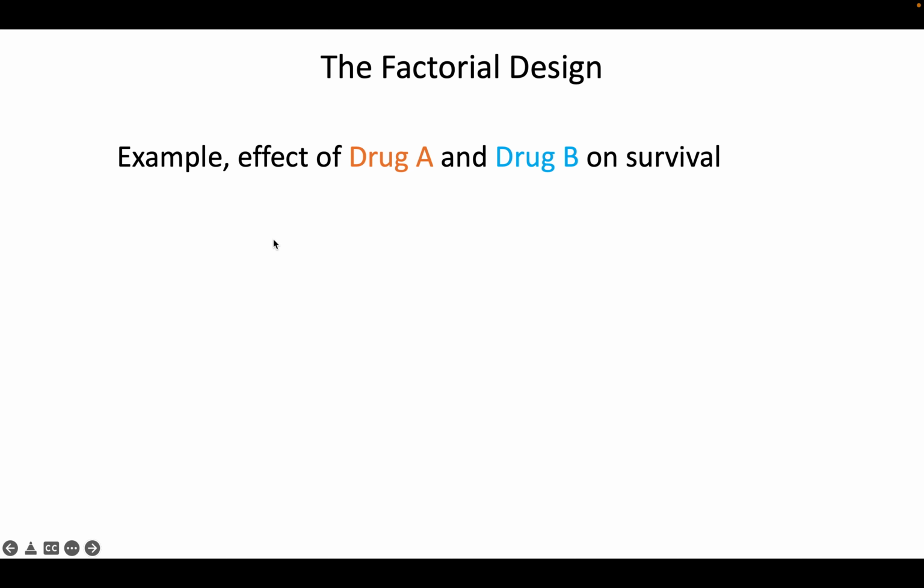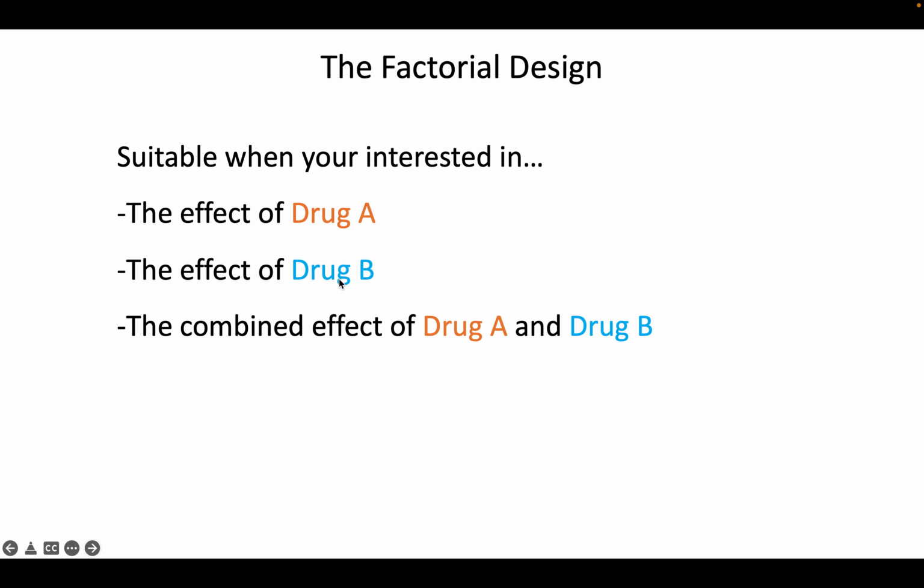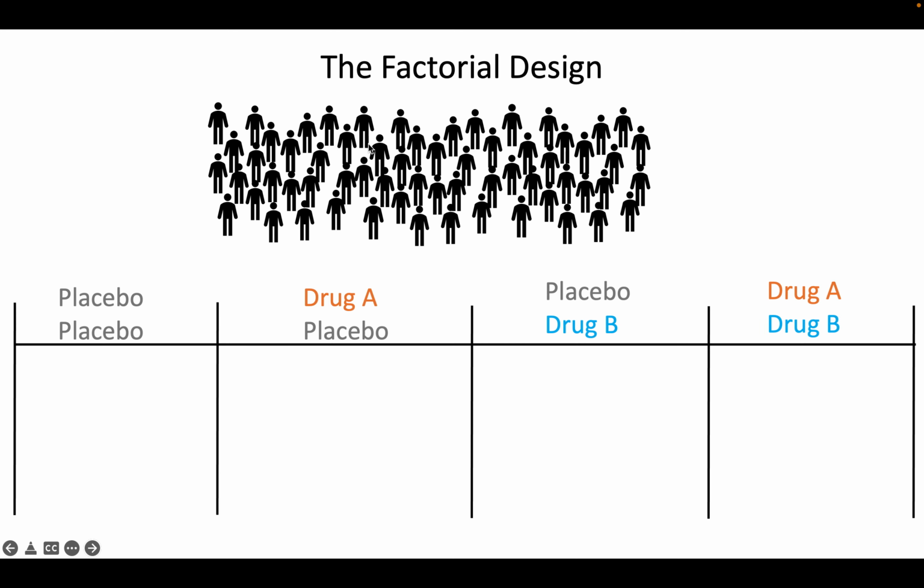But there might be another scenario where instead of comparing a drug to a placebo, you're interested in the effect of two drugs. The factorial design especially shines when not only are you interested in the separate effect of drug A and drug B, but you're also interested in whether there's a synergistic effect, or maybe they conflict with each other and are less than the sum of their parts. The factorial design is great for looking into that.